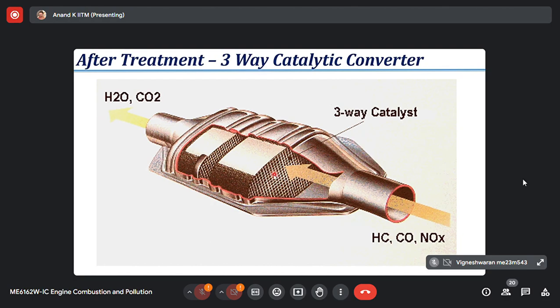This structure is called honeycomb. You have a large surface area with a given volume. That's why it's a porous structure, it will have a large surface area with a given volume. Why do we need a large surface area here? Residence time will be enhanced if you have a large surface area. That is the reason.